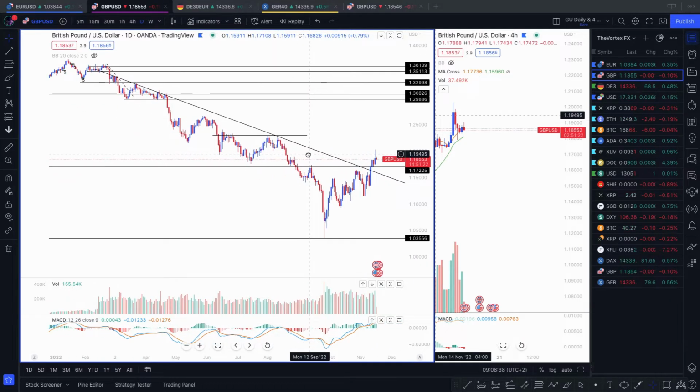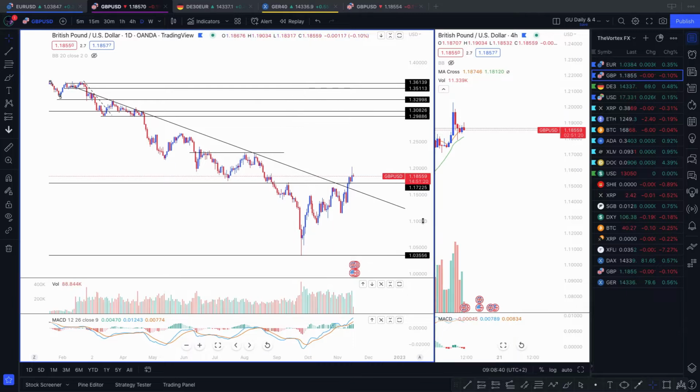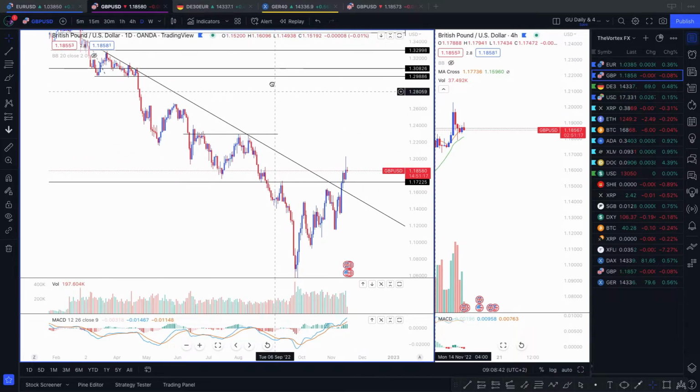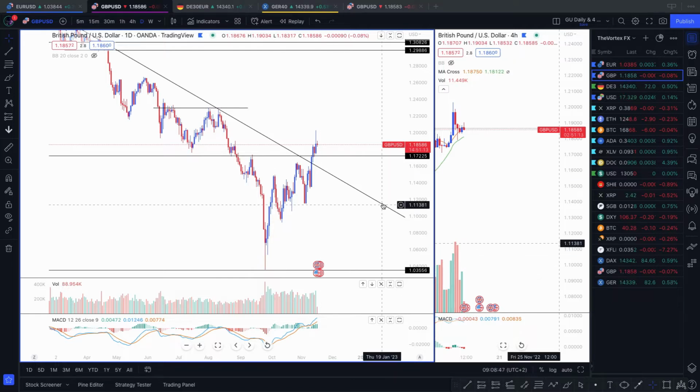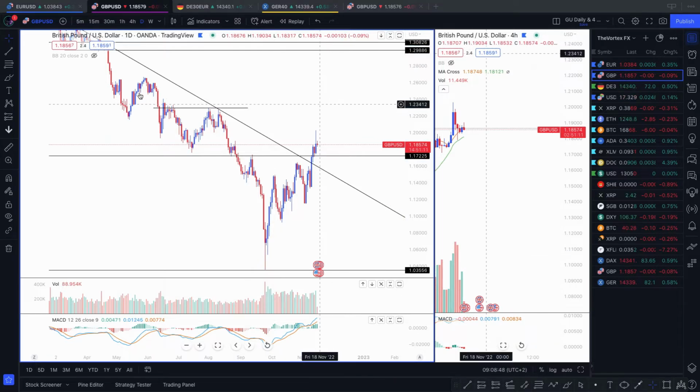Now there were many ways to draw this gigantic descending trend line. Very many ways to draw this thing. But the fact remains, however you drew it and whatever points your trend line touched, we have finally broken above it. Now, this is the daily, right?